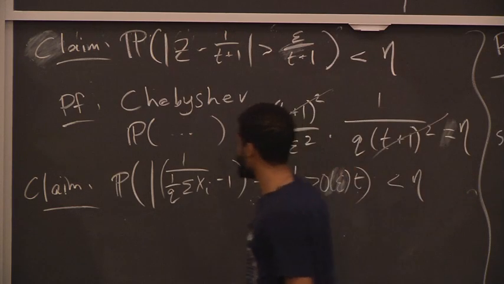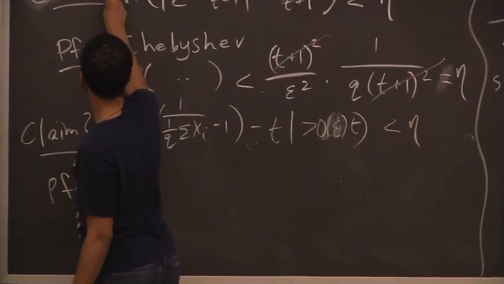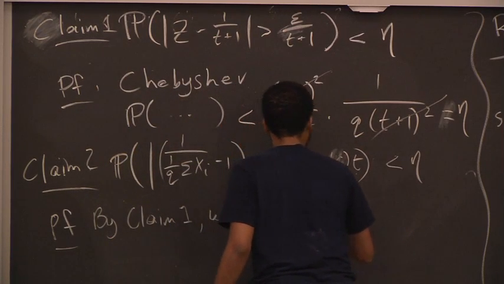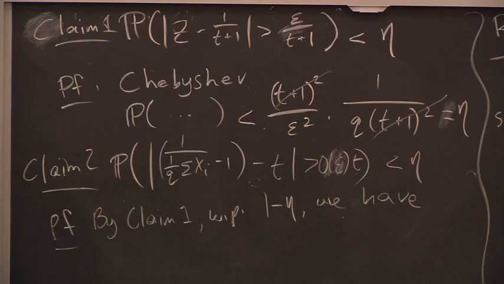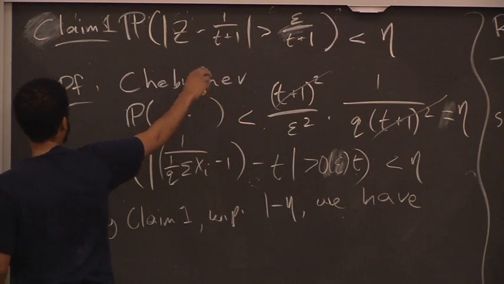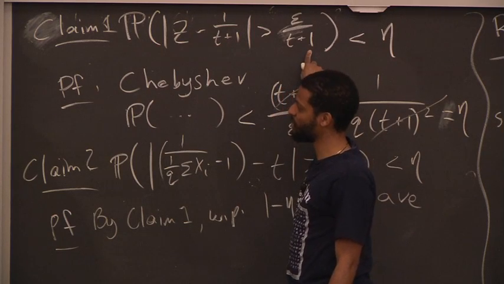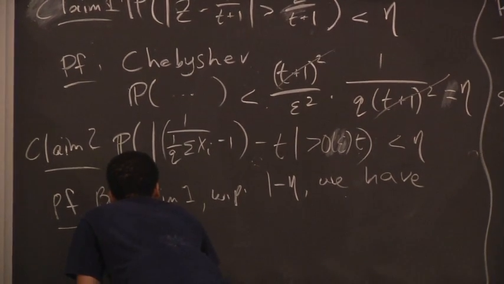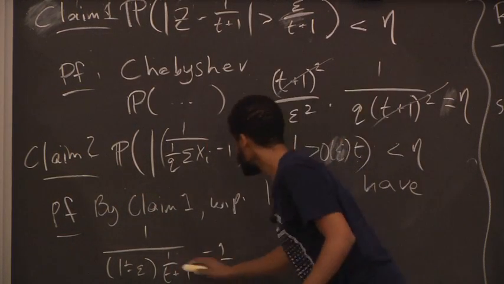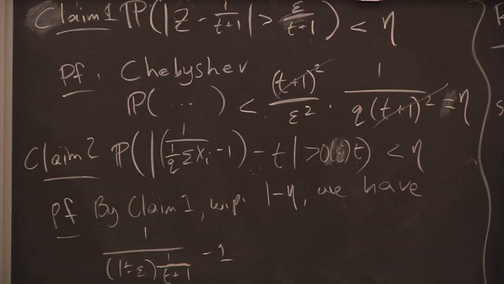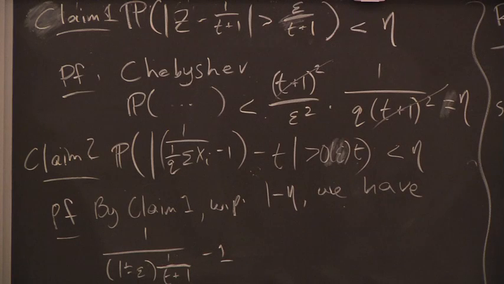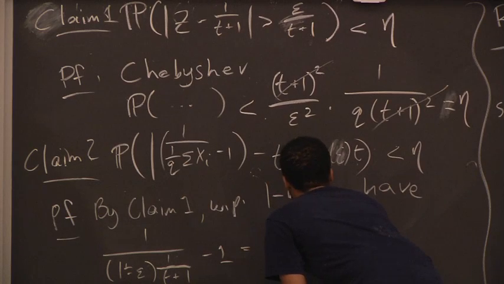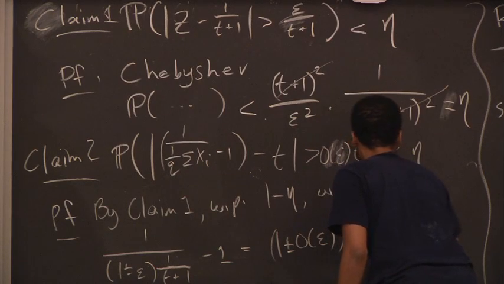And the proof of that is, let me call this claim 2, and let me call this claim 1. By claim 1, with probability 1 minus eta, this is something that's within a 1 plus epsilon factor of the truth. The deviation is epsilon over t plus 1, so multiplicatively it's within 1 plus epsilon of what we care about. We have that the output is 1 over 1 plus or minus epsilon times 1 over t plus 1, minus 1. But 1 over 1 minus epsilon is basically 1 plus epsilon, and 1 over 1 plus epsilon is basically 1 minus epsilon, up to changing epsilon by a constant. You can calculate that for yourself. So this is 1 plus or minus O of epsilon, times t plus 1, minus 1.